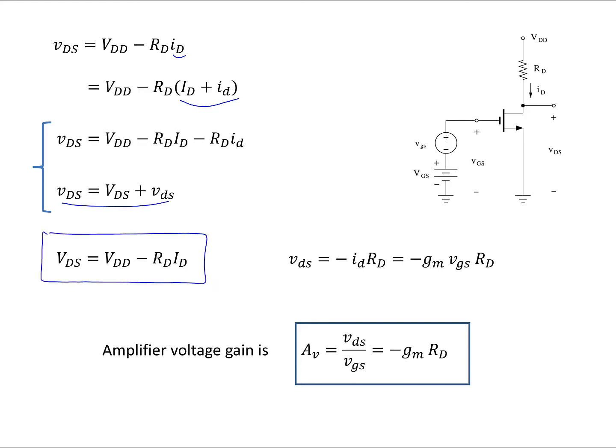You're going to get an expression for the DC component of the drain to source voltage, and the signal component of the drain to source voltage is equal to negative id multiplied by the drain resistor. And id in this expression is the signal component of the drain current. I already found out how id is related to vgs, and I can replace it here and write an expression that relates the signal component of the output to the signal component of the input. So the voltage gain of the amplifier, or signal voltage gain of the amplifier, is vds over vgs, and that's equal to negative gm multiplied by RD.